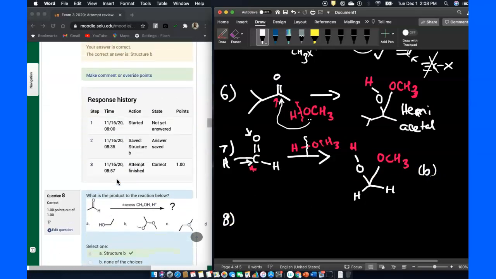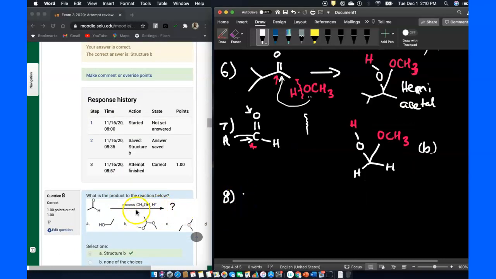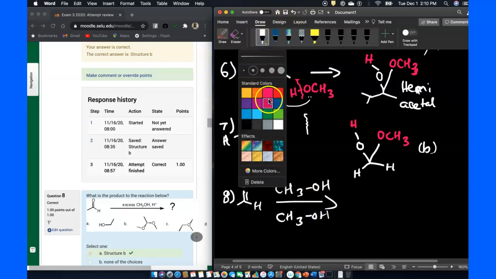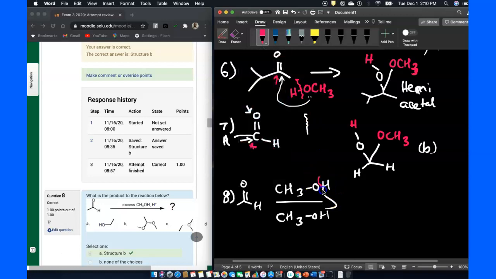Question 8. What is the product for the reaction below? It says excess. So question 8, you are given a carbonyl and an H, and you're told you have excess methanol. So excess methanol would imply you have two or more. So basically for this one, it's simple. The shortcut: the two OCH3s will be added, replacing the carbonyl. Okay, so I would just give you the shortcut.